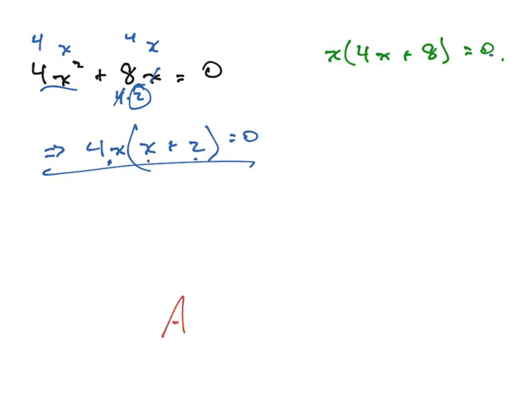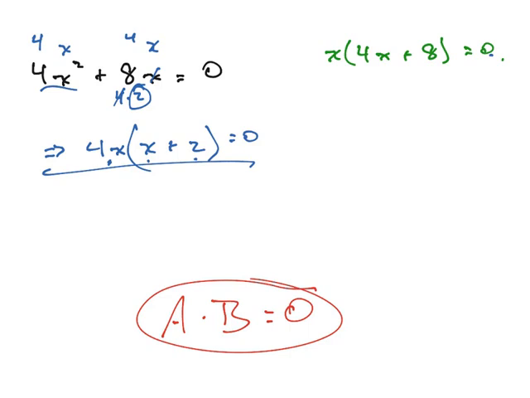Can anybody tell me, if you have some number a times some number b equal to 0, what does that tell you about a and b? Anybody know? If a times b gives you 0, what does it tell you about a and b? One is 0. At least one of them has to be 0. Obviously, if you have two numbers and you get 0, it can't be 2 times 3. It could be 2 times 0, or 0 times 2, or 0 times 0. So this is easy to see.